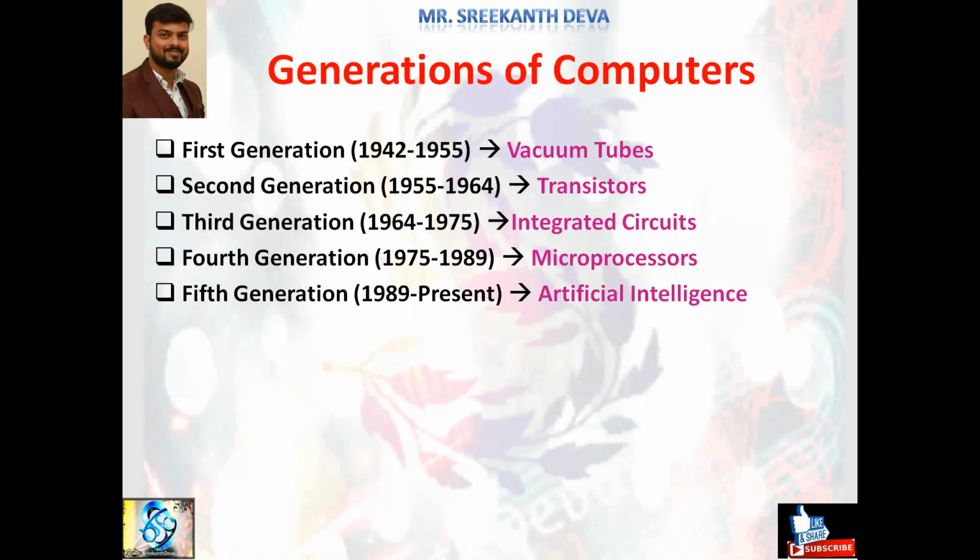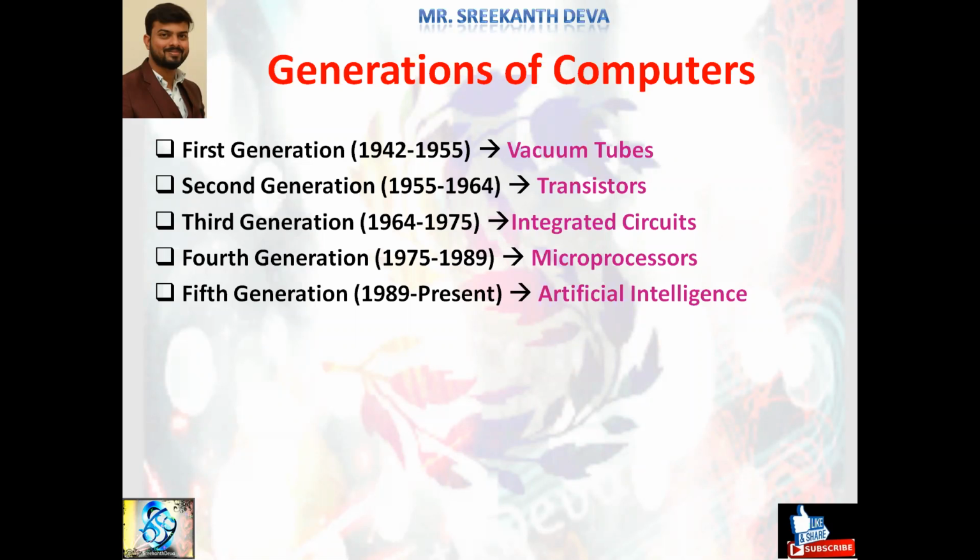What we are using, all personal computers and laptops, these all belong to fourth generation computers. They used microprocessors. And the last generation is the fifth generation, 1989 to still present. It is still in development; in some industries, some parts, they are being implemented. Artificial intelligence, with the best example being robotics.